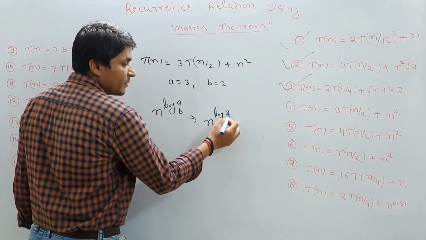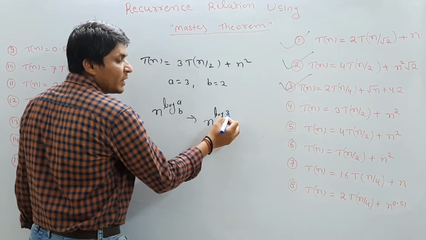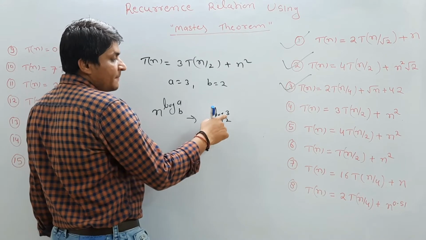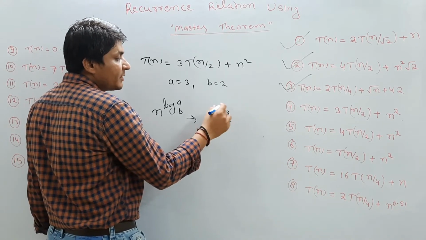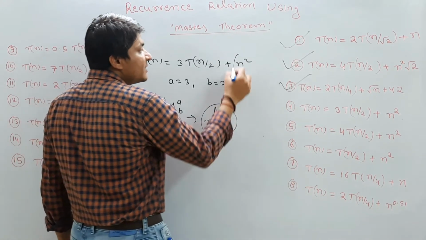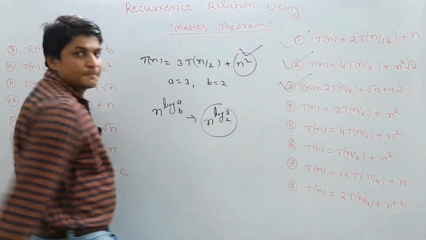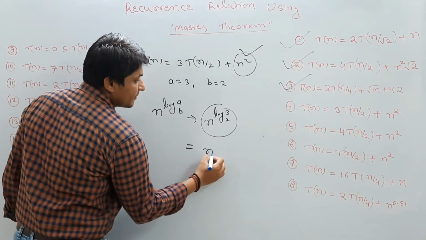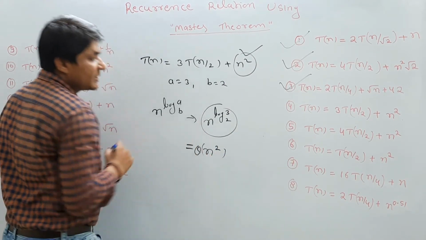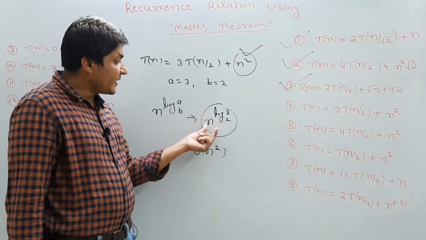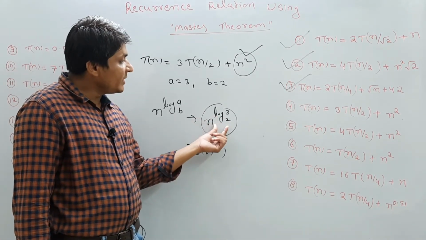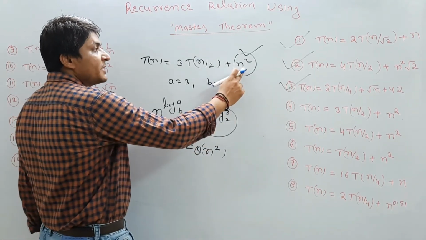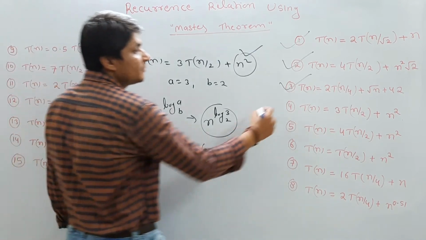See, let us assume if it is 4, then the answer is n raised to power 2, n square. But this is not 4, it is 3. So if you compare this value and this function value, obviously this is greater. Whichever is greater, that is the time complexity. So time complexity is n square. If you calculate n raised to power log 3 base 2, this value will be smaller than this value. So the time complexity is n square. Now this is also done.